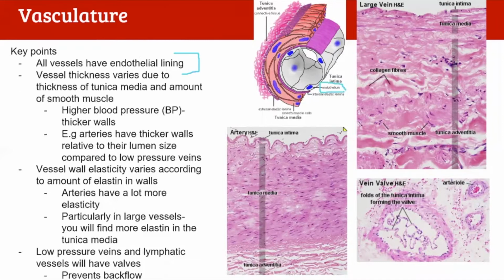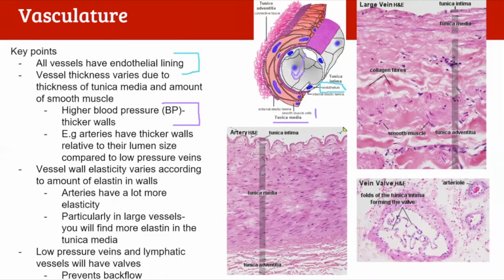Vessel thickness varies due to the thickness of the tunica media and amount of smooth muscle. Vessels vary in thickness based on their function, and that thickness should be seen in the tunica media, where you'll see smooth muscle cells, and it's related with their function. So for example, if there was a lot of blood pressure, you'd need thicker walls. So for example, arteries have thicker walls relative to their lumen size. So lumen is just the gap or the size of the hole in the middle compared to the wall size.